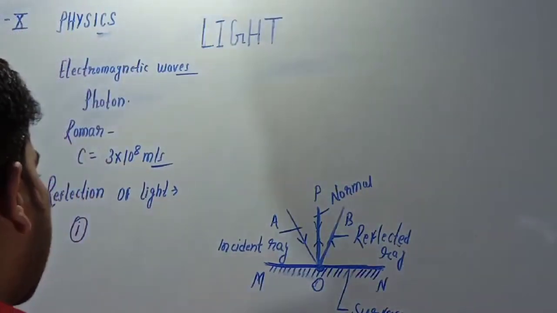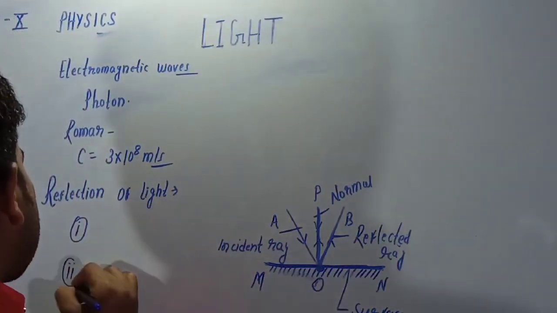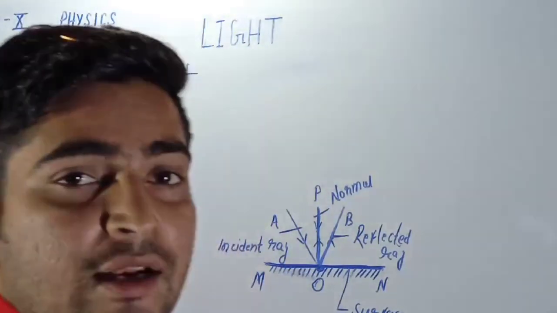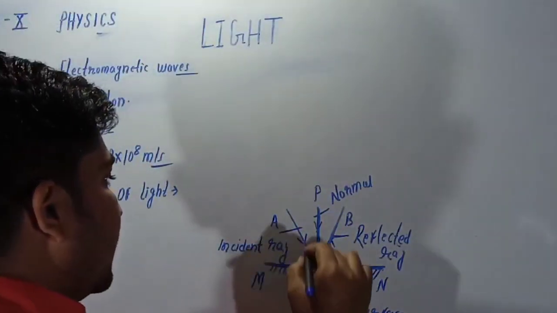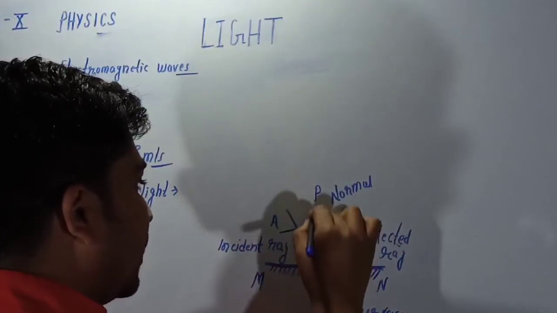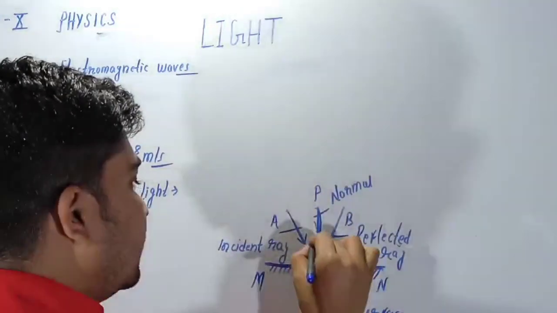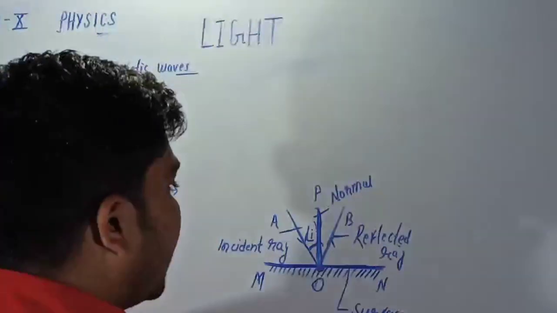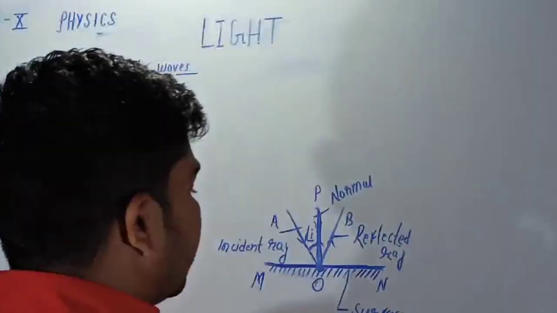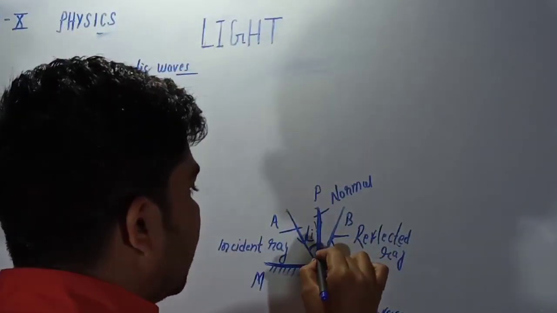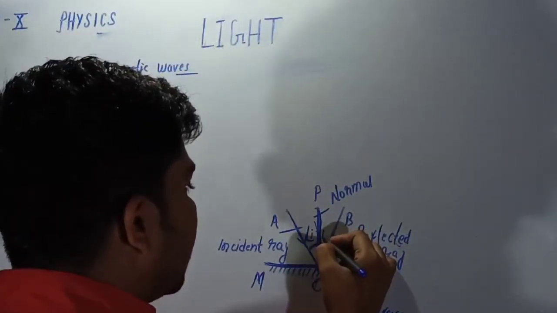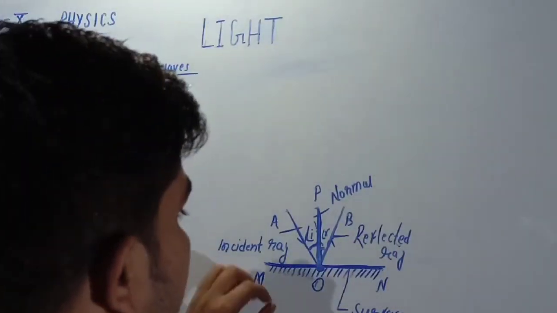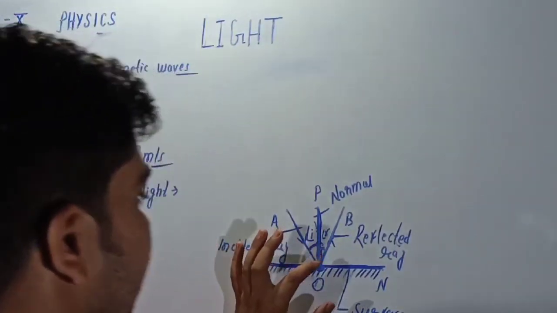And the second thing is that the angle of incidence is equal to the angle of reflection. So what is the angle of incidence and what is the angle of reflection? The angle between the incident ray of light and the normal is known as the angle of incidence, which can be indicated as angle I. And what is the angle of reflection? The angle between the normal and the reflected ray of light is known as the angle of reflection, and simply it can be denoted as angle I and angle R.